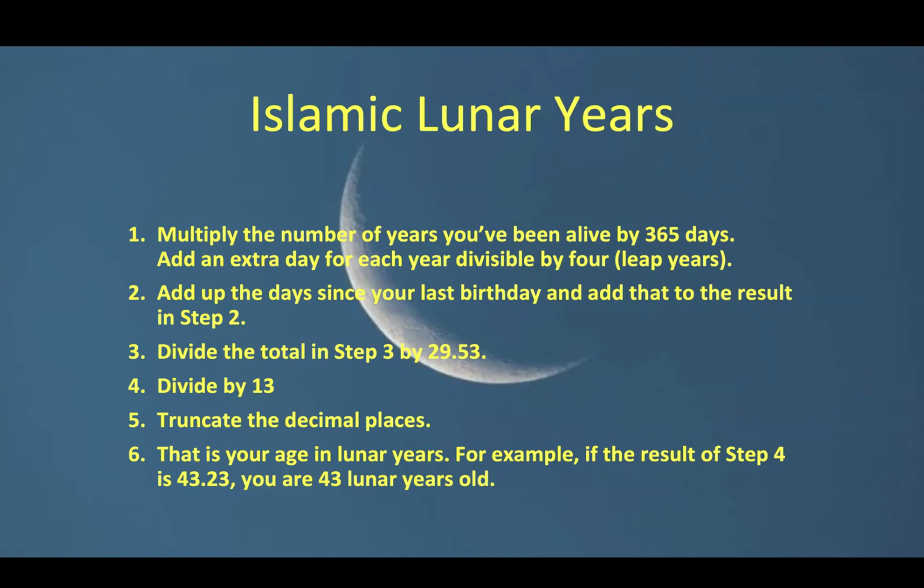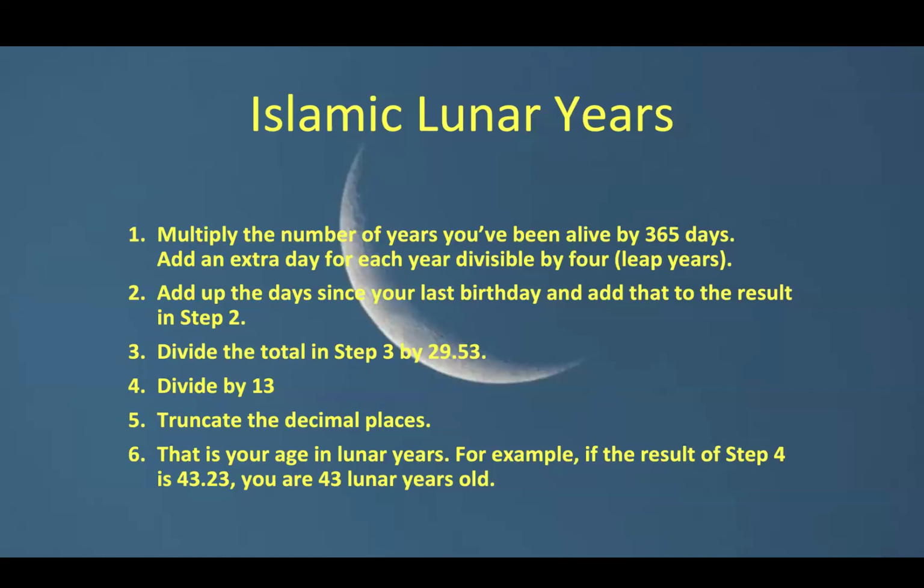Multiply the number of years you've been alive by 365 days. Add an extra day for each year divisible by 4. Now, it's not the same as just taking your age and multiplying it by 365 and a quarter days. The number of years you've been alive by 365 plus an extra day for each year that's divisible by 4. It's not a partial year, but a whole year.